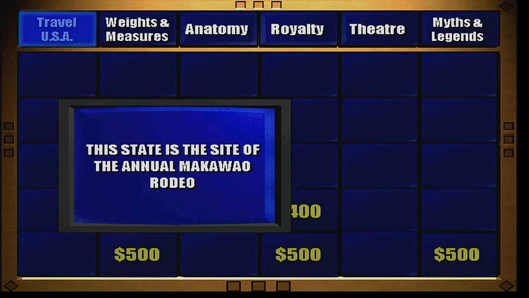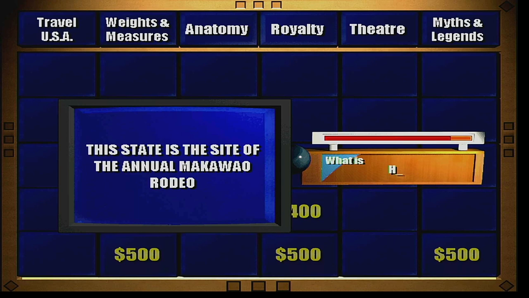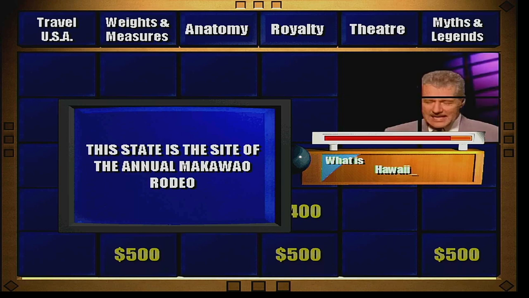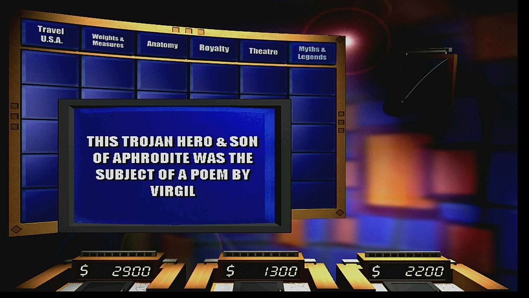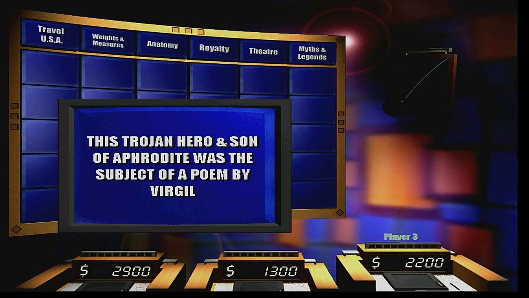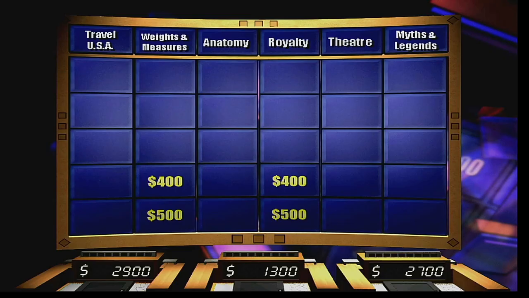This state is the site of the annual Makawao Rodeo. Player one: It only makes sense. What is Hawaii? Yes. Let's have Missing Lunches 500. This Trojan hero and son of Aphrodite was the subject of a poem by Virgil. Player three: Who is Aeneas? You are correct. Player three, you choose.